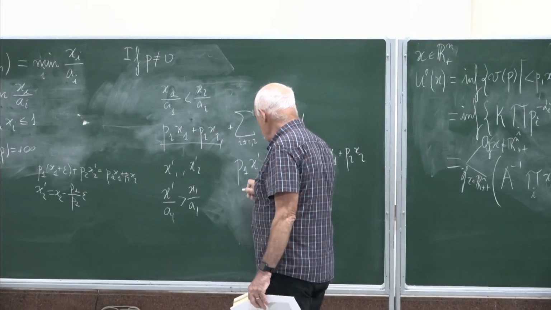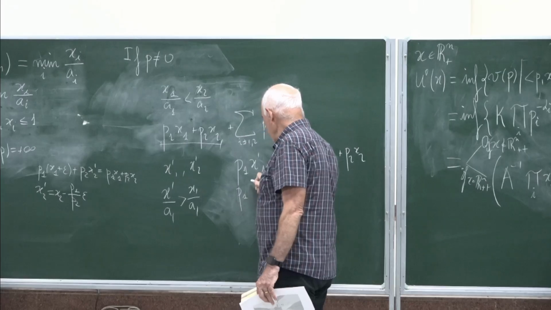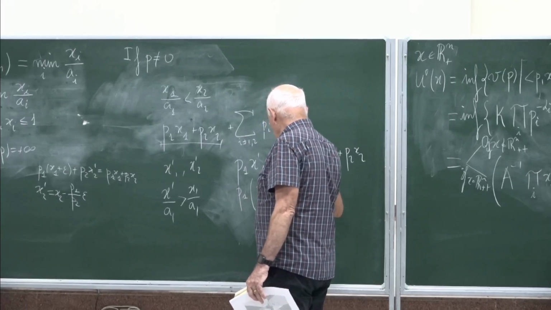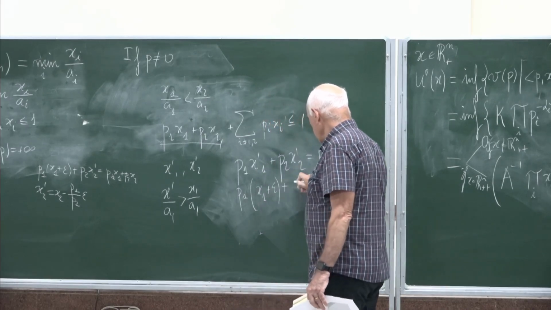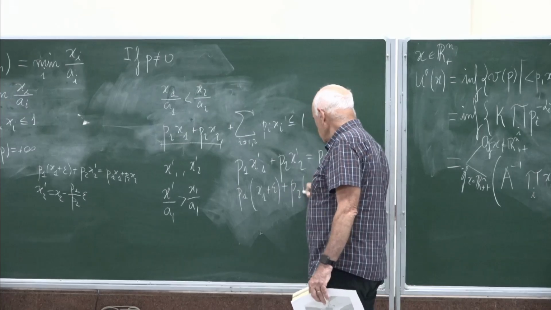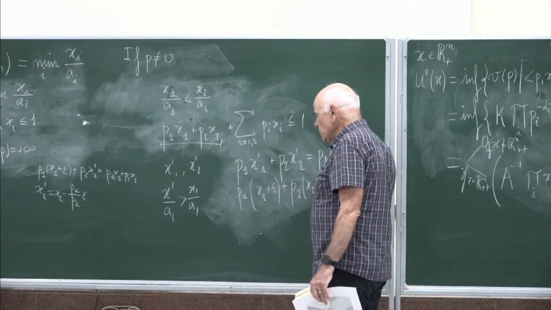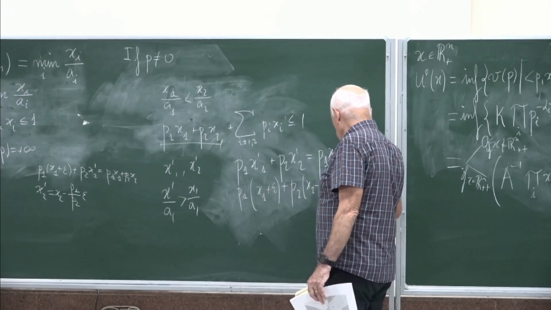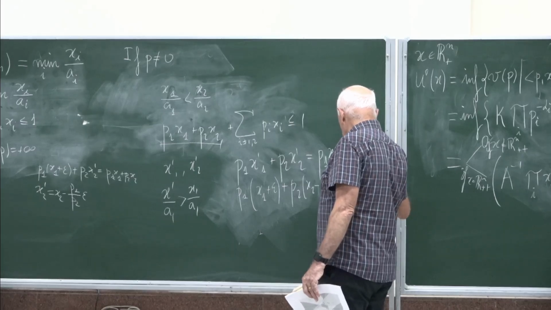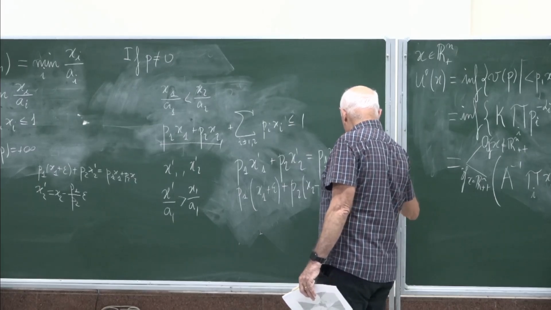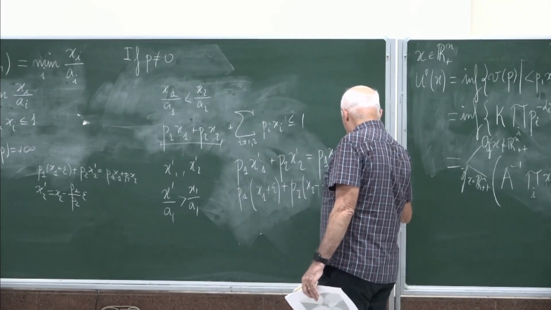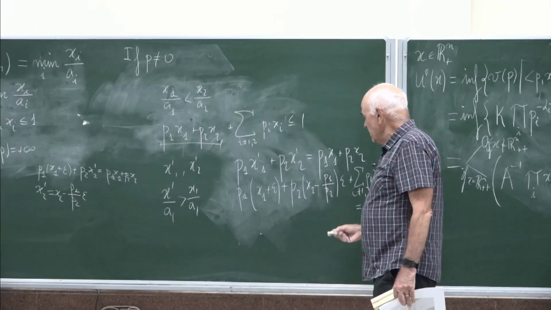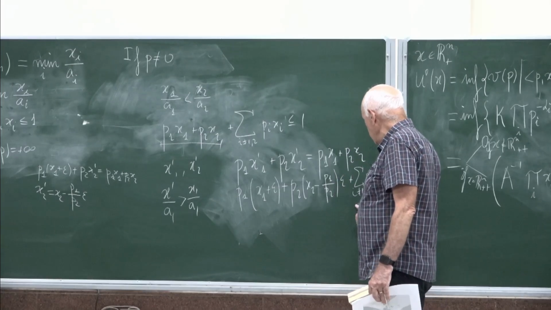So what I am saying is that p1 (x1 plus epsilon) plus p2 (x2 minus p1 over p2 epsilon) plus the sum of the remaining pi xi is still equal to 1, because it's the same as it was initially.